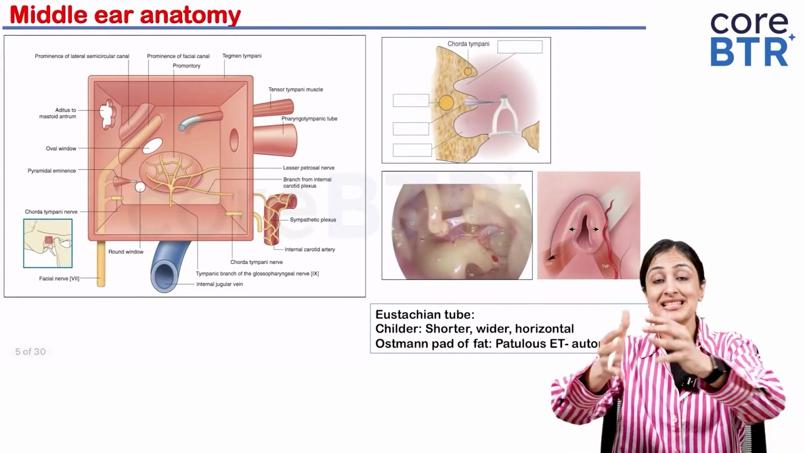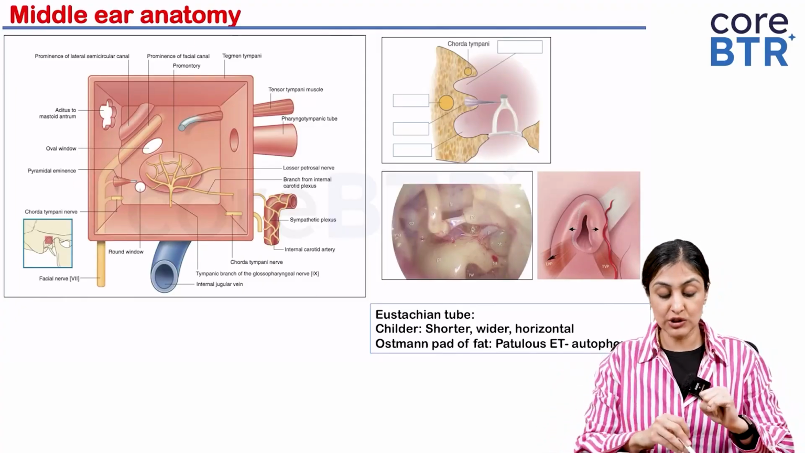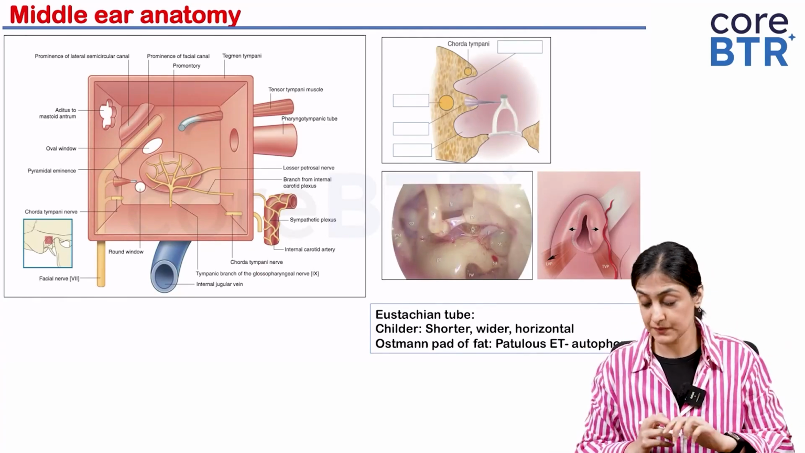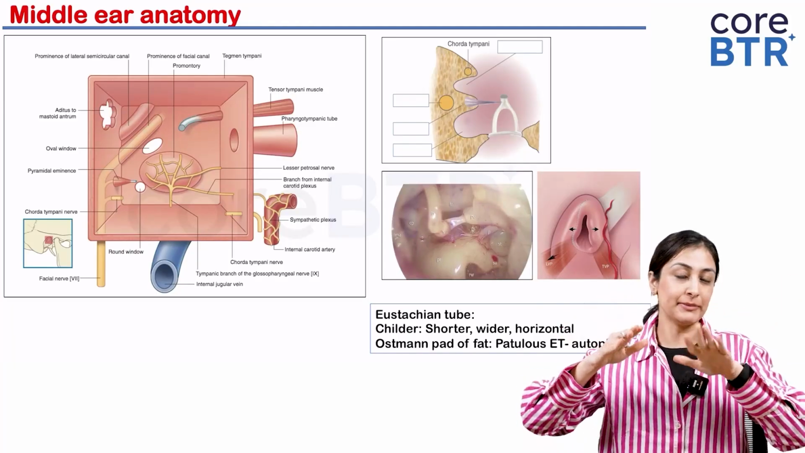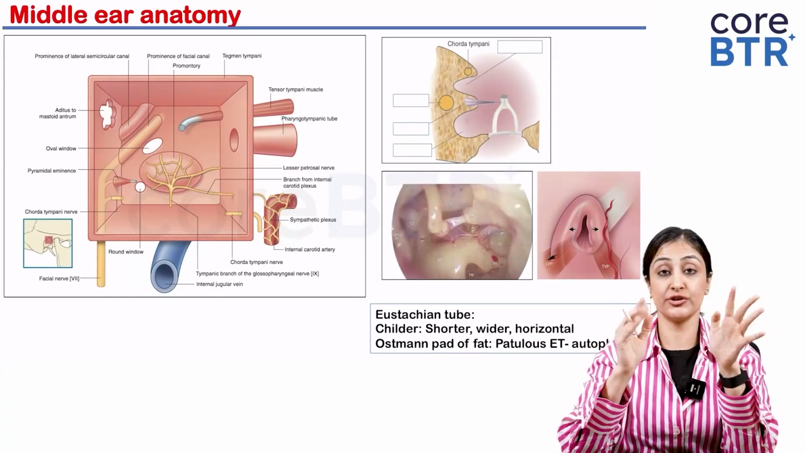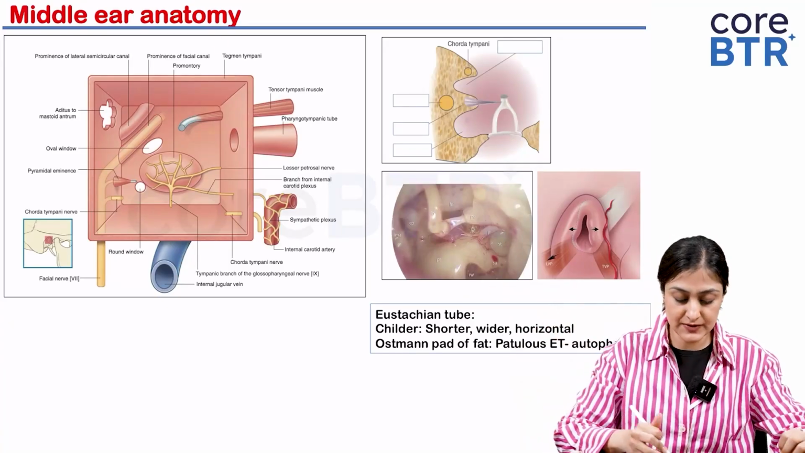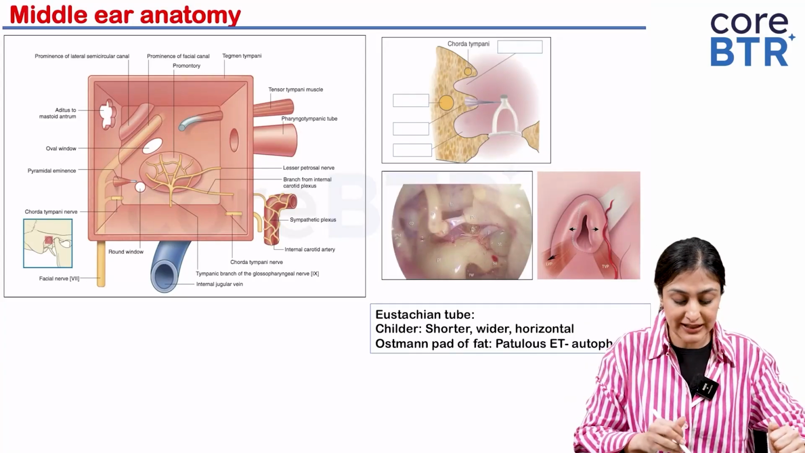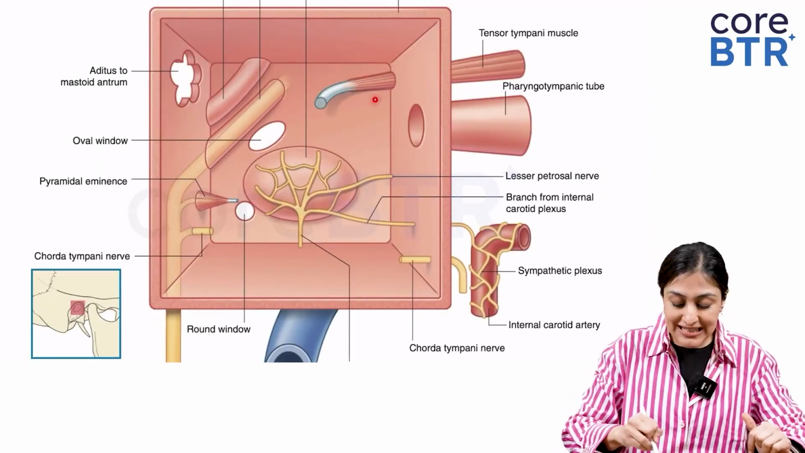Now let's go inside into the middle ear. So middle ear anatomy, this is where we need to learn the contents of each and every wall, right? So let's do this. First of all, the lateral wall was the tympanic membrane, right? So imagine we are going on a journey. We have opened the door, which was the tympanic membrane, and this is the view that I am getting. I'm looking from lateral to medial.